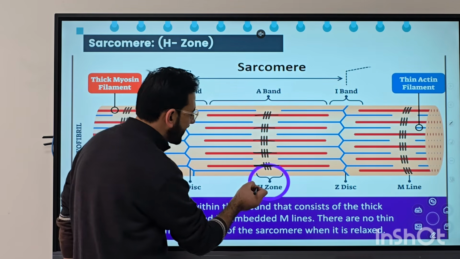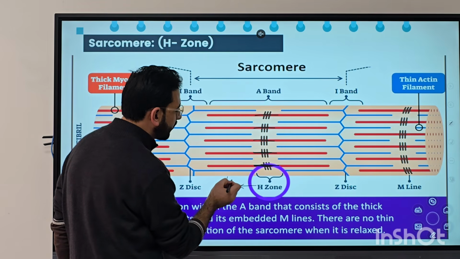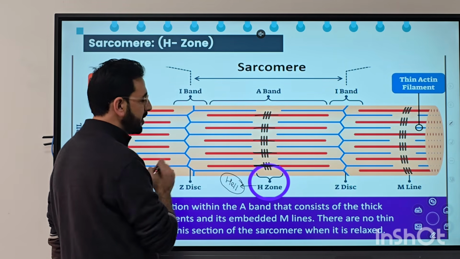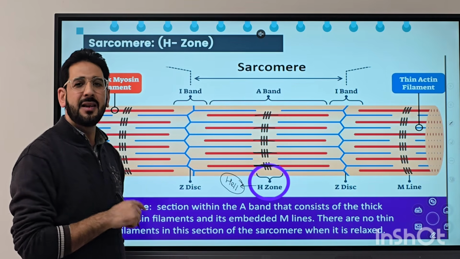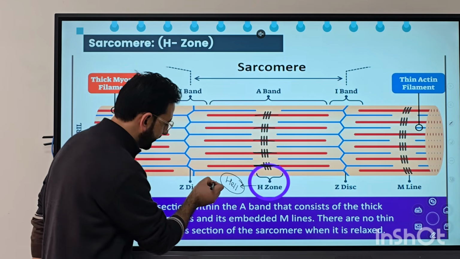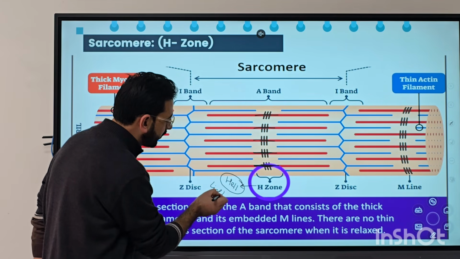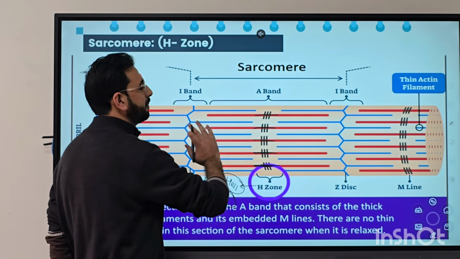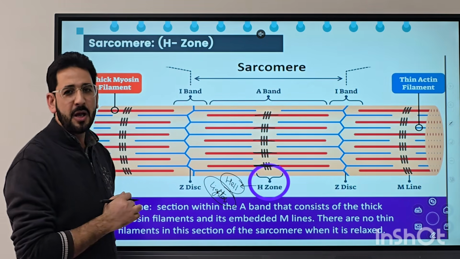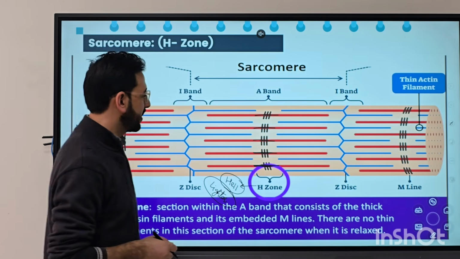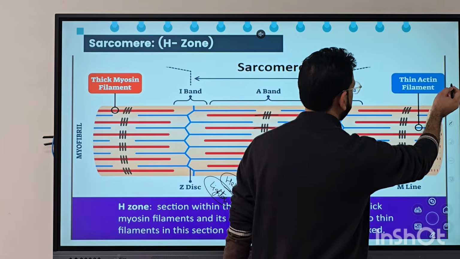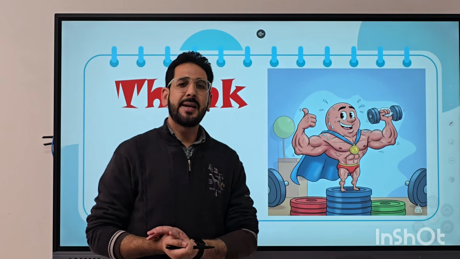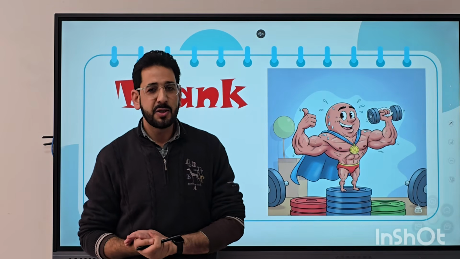This is called the H zone, and H has been taken from the German word hell. It is not that hell. Hell in German means lighter. So under the microscope, this zone was slightly lighter as compared to the whole A band, so it was given the name H band. That actually marks the end of all these bands of the sarcomere.